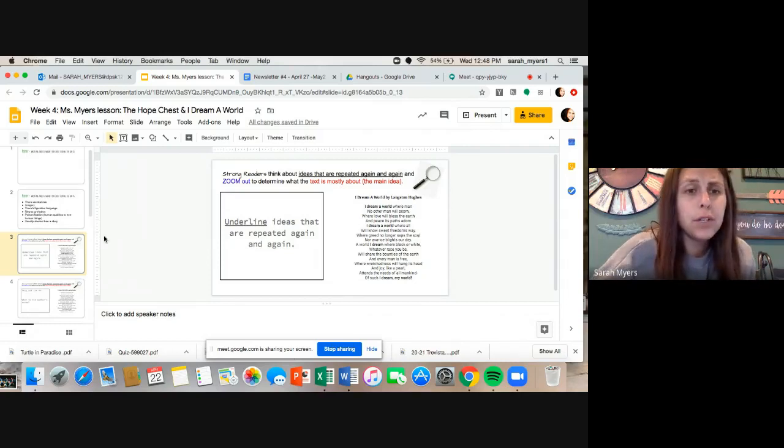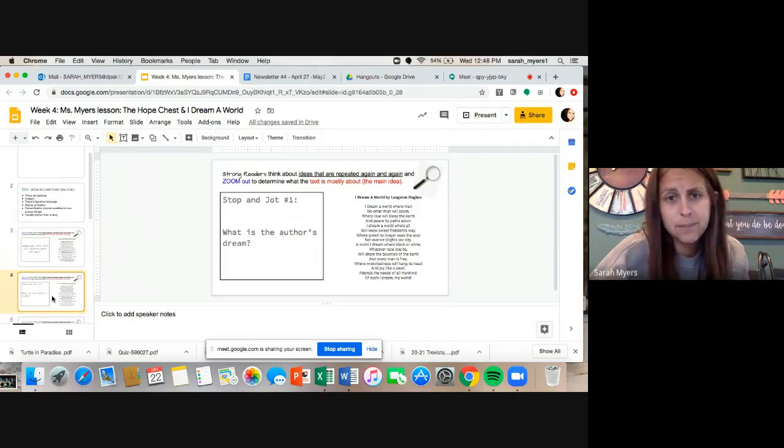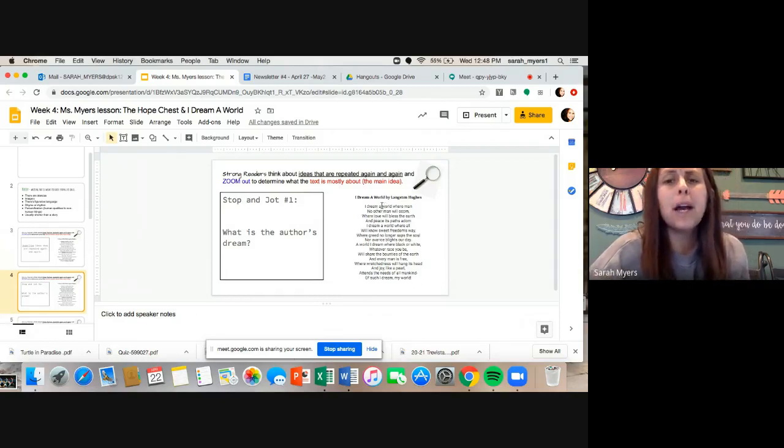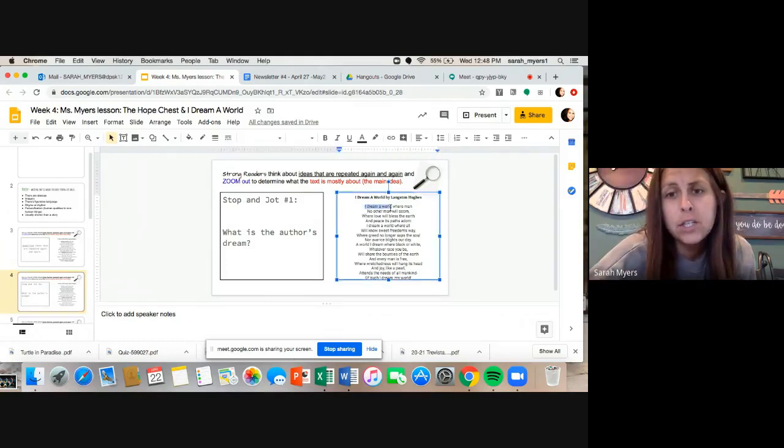So fourth graders, we're going to read it a second time. And on this second time, I want you to really think about what is this author's dream? Because we know that he is dreaming of a world, right? But what is his dream? So I'm going to read it one more time to you, and I'm going to be thinking about what is his dream. And I'm really going to go back to these parts that I highlighted. What is his dream? I dream a world. What is this man's dream?